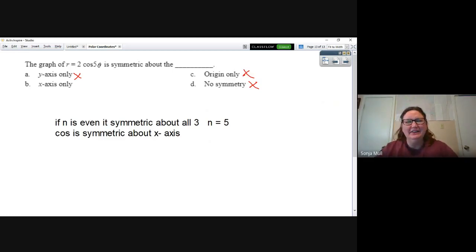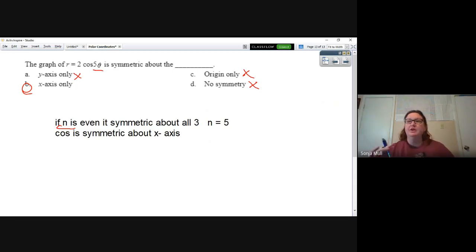But what I do need to know is that if n is even, then my graph is symmetric about all three: x-axis, y-axis, and origin. But in this case, n is 5, which is odd. So it's not symmetric about all three. It's only symmetric about the x-axis because it is cosine. Okay, so that's all I got for you today on graphs of polar equations.